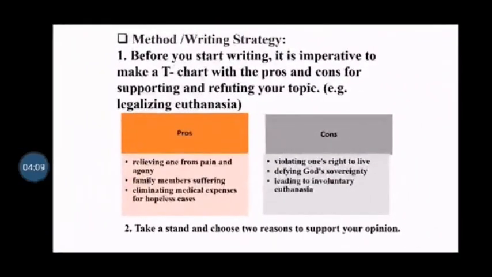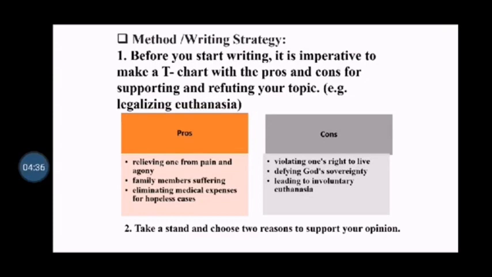Now, after filling in the T-chart, you have to take a stand and choose two strongest points to support it, and the strongest point that supports the opposing argument to refute it. Now that you have brainstormed, taken a stand, and chosen the two strongest points that support your position, and the strongest point that supports that of the counter-argument, it's time to prepare your introductory paragraph.